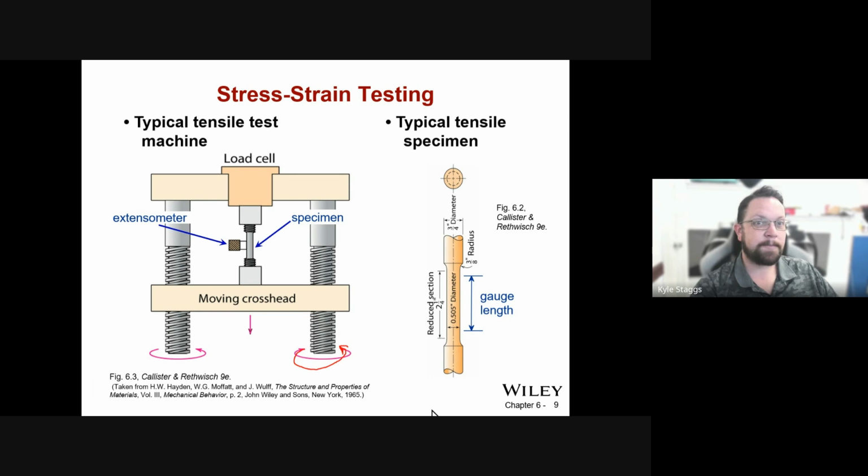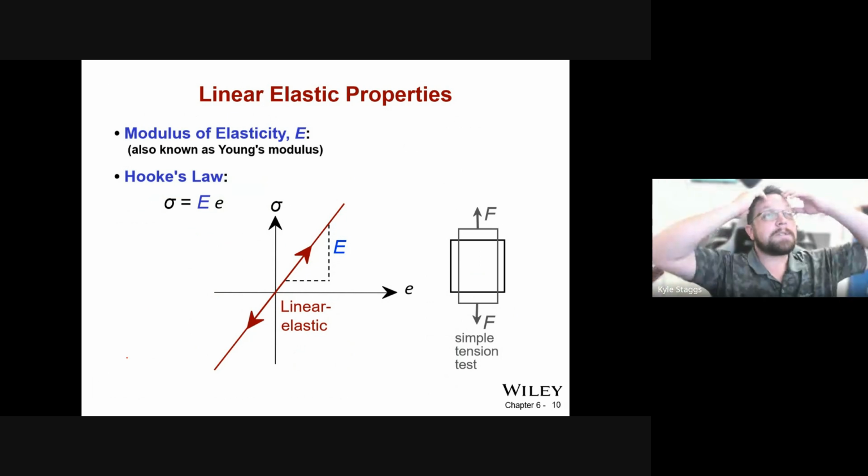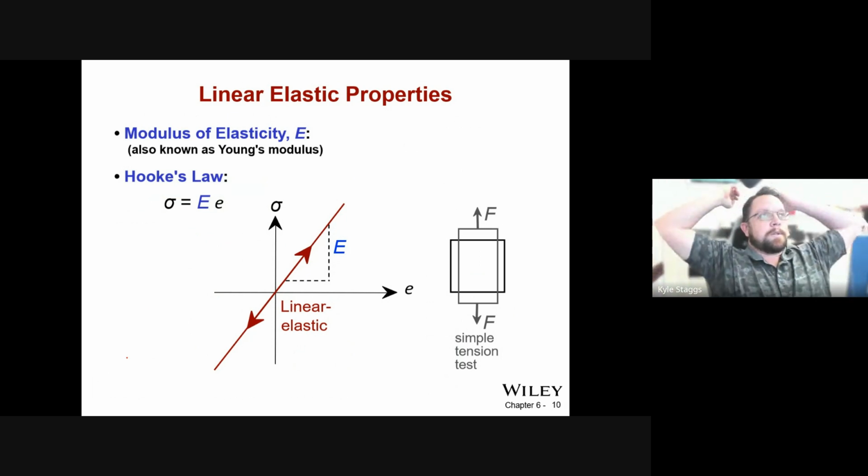Okay. So we've got, yeah, this is probably about the last concept that we can actually hit today. The modulus of elasticity. So this is also known as Young's modulus. The modulus of elasticity, capital E, is the slope of that linear region.